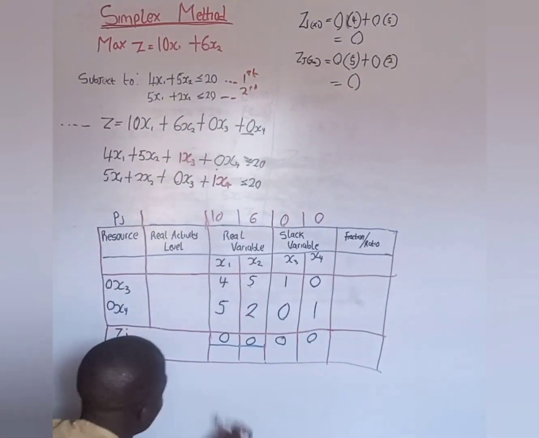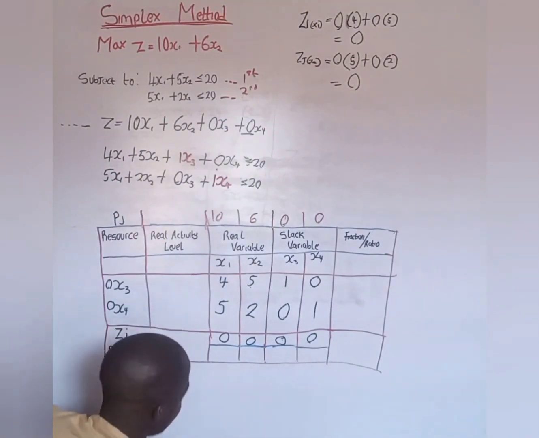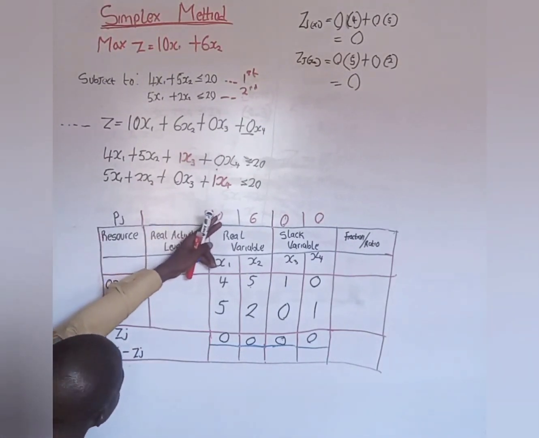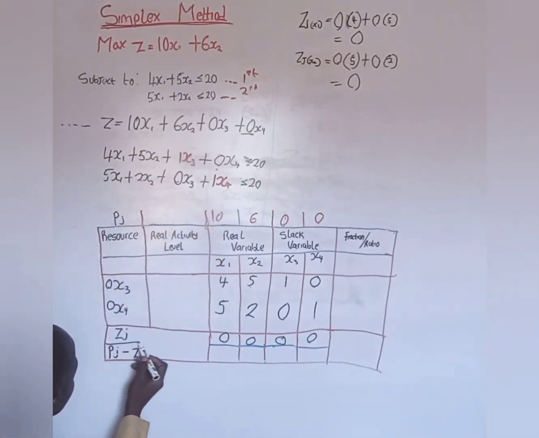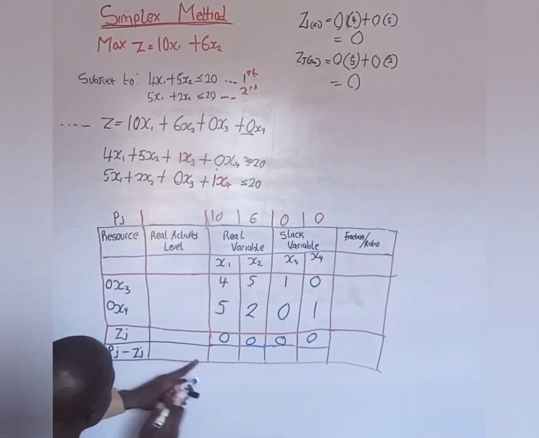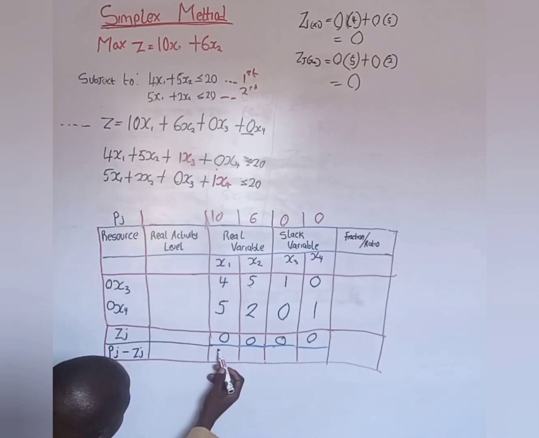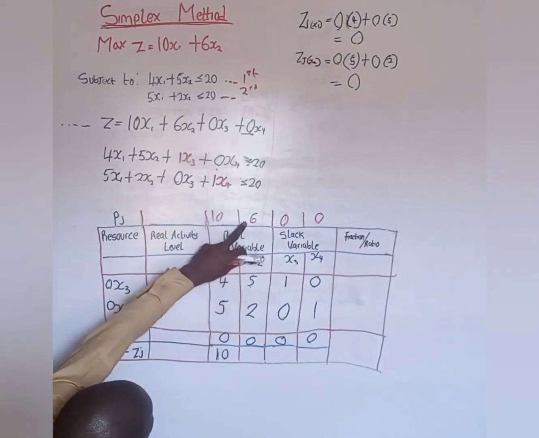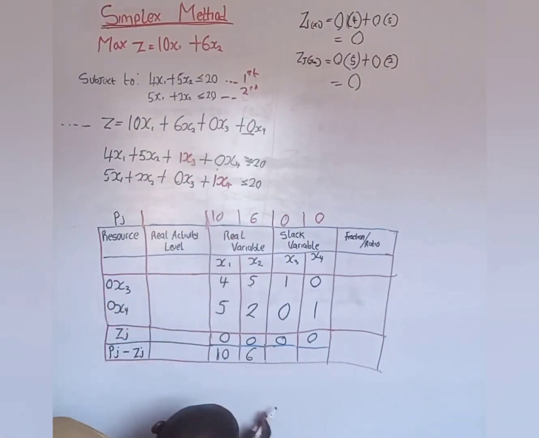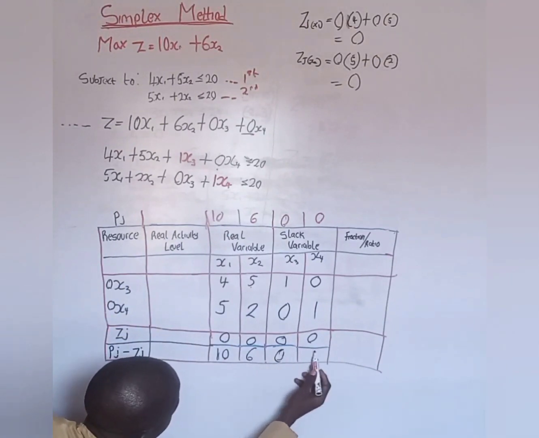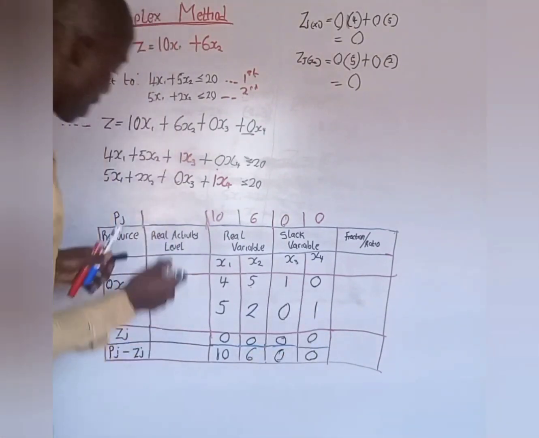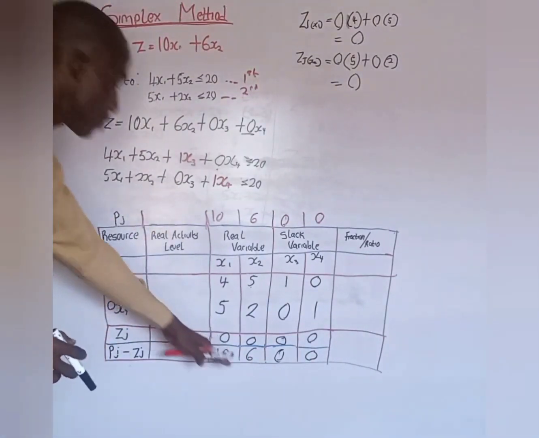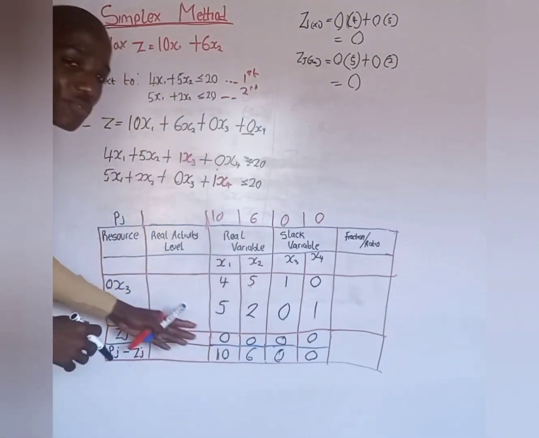Now let's proceed to get the value of our PJ minus ZJ. To get the value of PJ minus ZJ, you have your PJ here. The first PJ is 10. 10 minus 0 will give me 10. 6 minus 0 will give me 6. And then 0 minus 0 is also 0, and this one, 0 minus 0, is also 0. So now you have the value of your PJ minus ZJ. The next thing to do is to look at this PJ minus ZJ. Which one is of the highest value?